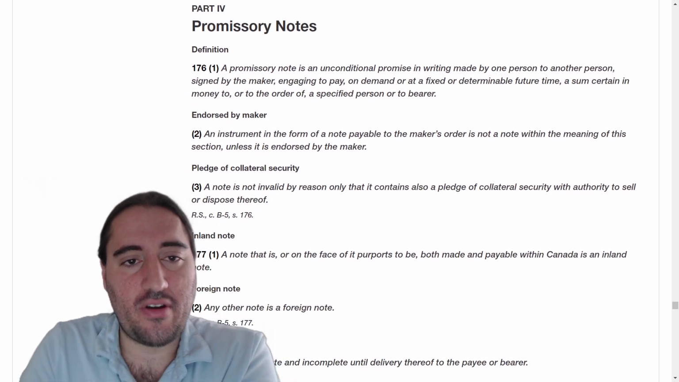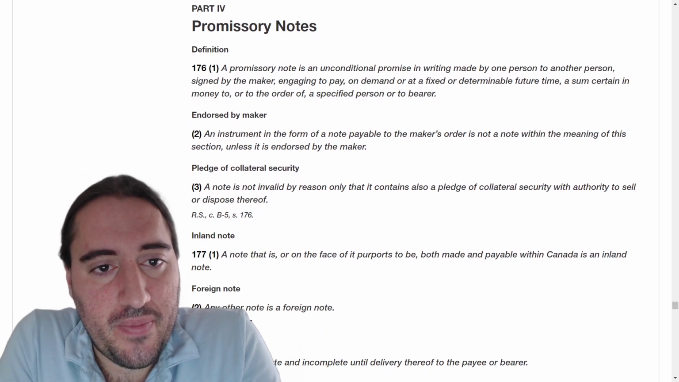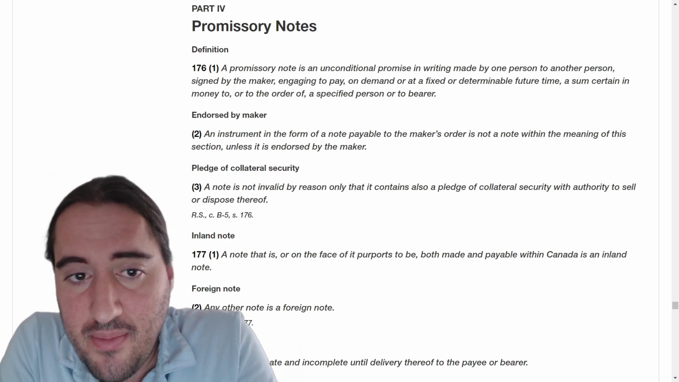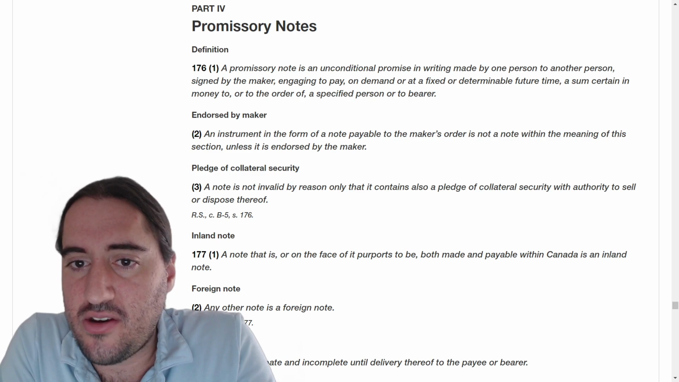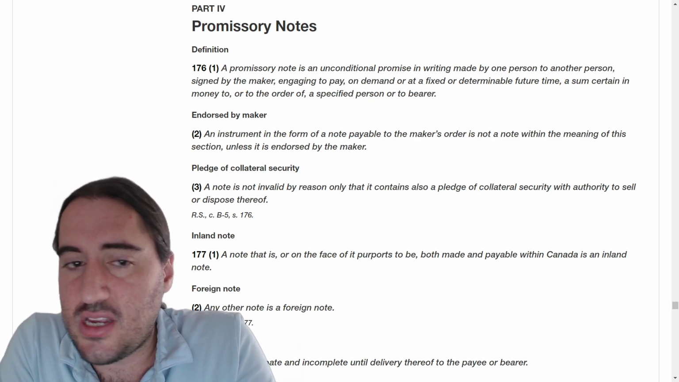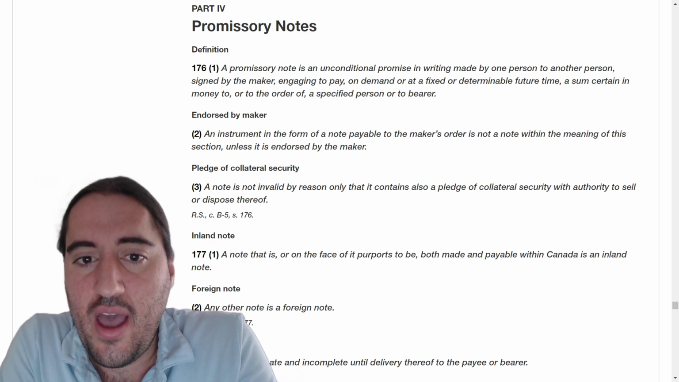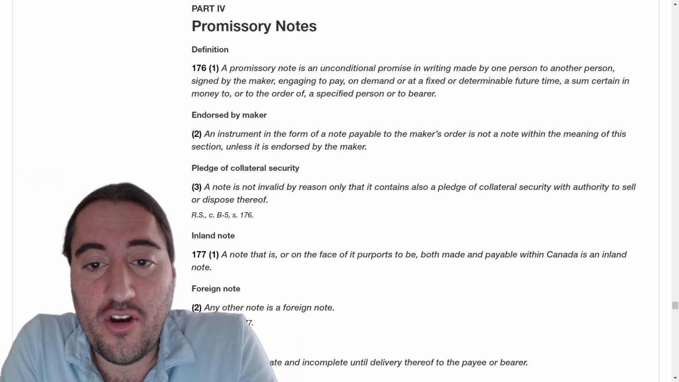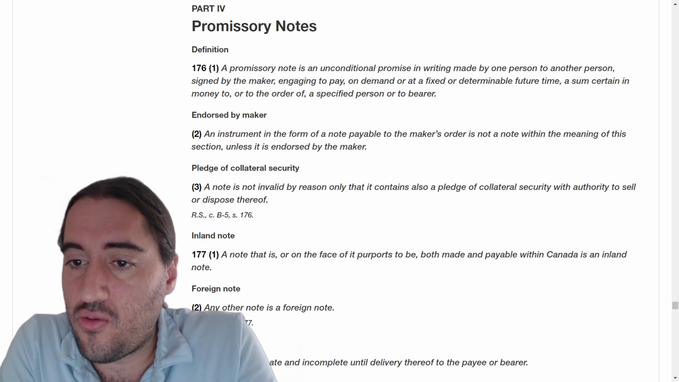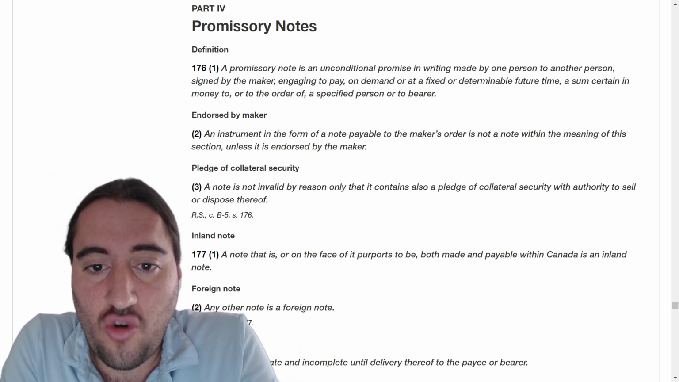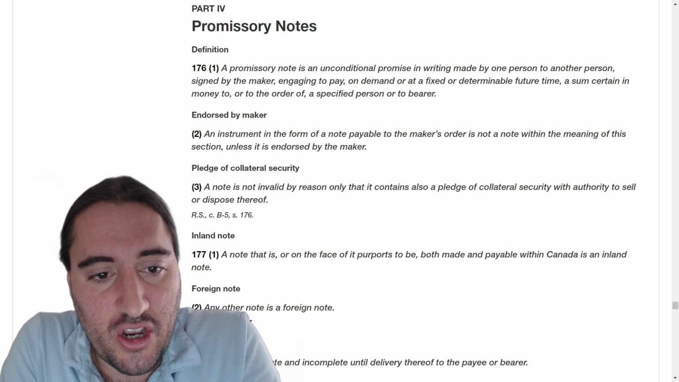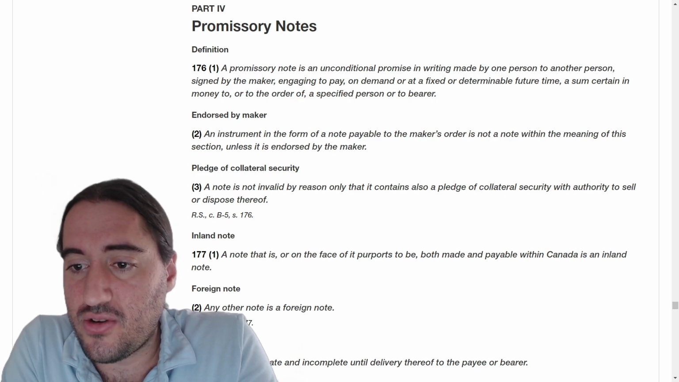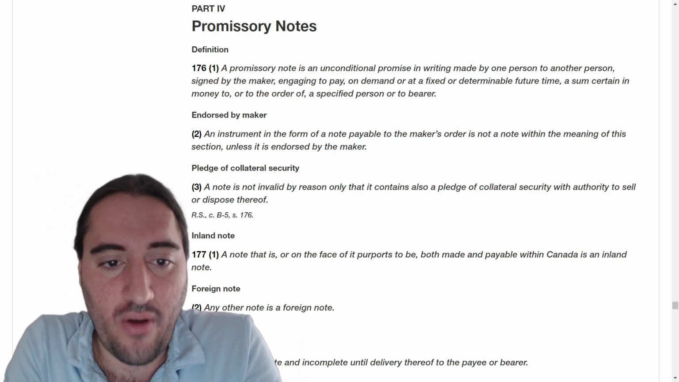Part 4. Promissory notes. Definition. A promissory note is an unconditional promise in writing made by one person to another person, signed by the maker, engaging to pay on demand or at a fixed or determinable future time a sum certain in money to or to the order of a specified person or to bearer. Endorsed by maker. An instrument in the form of a note payable to the maker's order is not a note within the meaning of this section, unless it is endorsed by the maker. Pledge of collateral security. A note is not invalid by reason only that it contains also a pledge of collateral security with authority to sell or dispose thereof.